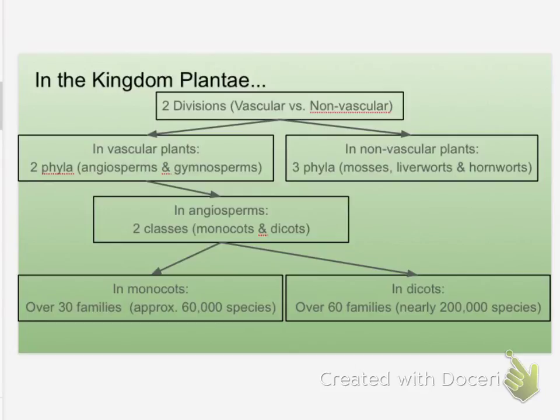So in classification, the goal, because some of the rules are being rewritten, I mean, science is being rewritten constantly. It's supposed to be. Science is not supposed to be fixed or stable or static. It's changing as we learn more. So the goal is that as we rewrite classification, these groups would represent evolutionary lineages. Well, monocots do. Monocots are a monophyletic group. Everything in the monocot group shares a common ancestor.